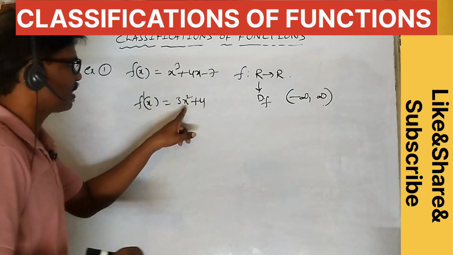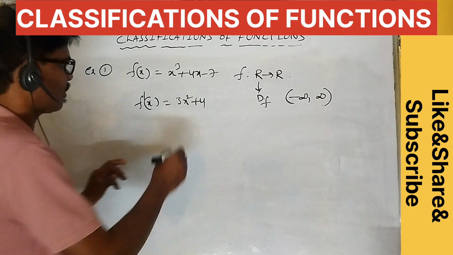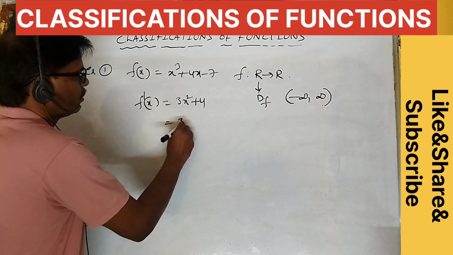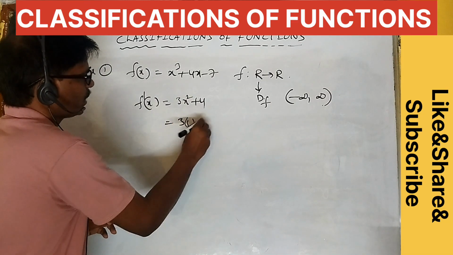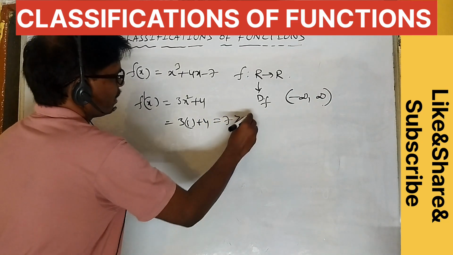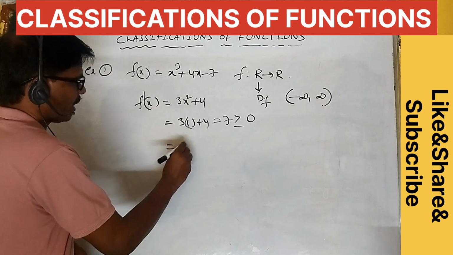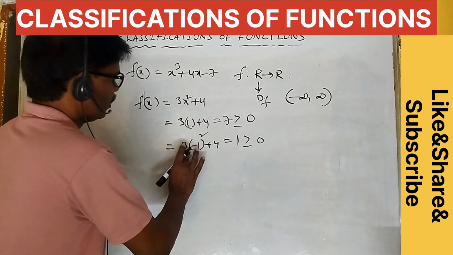Suppose, for example, we take positive values here. Positive values means, for example, minus 1, plus 1. 3 into 1 squared is equal to 3, plus 4, equal to 7. This 7 is greater than or equal to 0. Next, write minus 1. This is also a positive value, right?